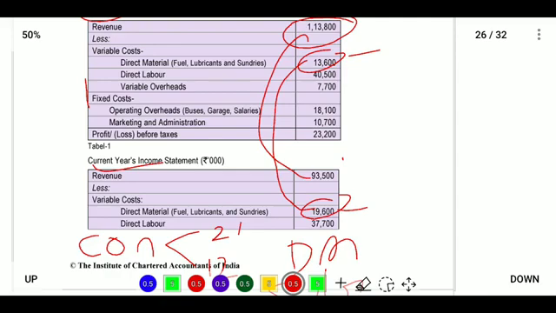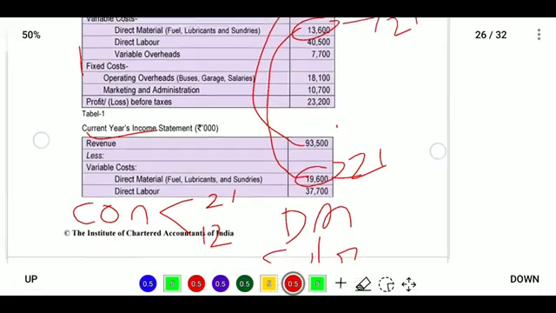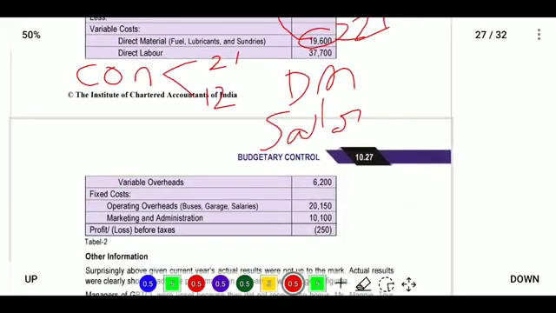For 19,600, that is 19,600 divided by 93,500, it will become 21%. So actual was 21%, and for budgeted it will become, I think, 12%. And direct labor, what is there in direct labor? 40,500 and 37,700. Next, variable overheads 7,700 and here 6,200. So it is almost similar, there is not much difference.